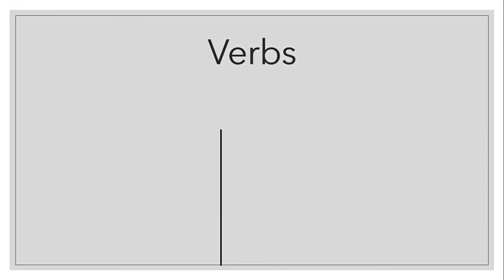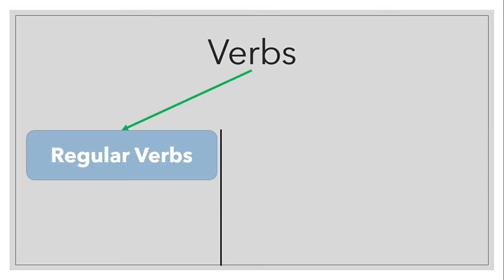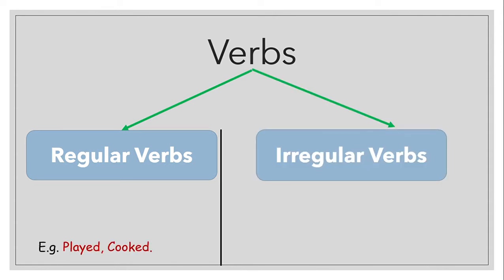We have two kinds of verbs. We have the regular verbs that we took and the irregular verbs. You know that if we change a word to its past form, we simply add ed. This is what you know, right? Like for example, play becomes played, cook becomes cooked. So they form their past forms by adding ed. These are the regular verbs.